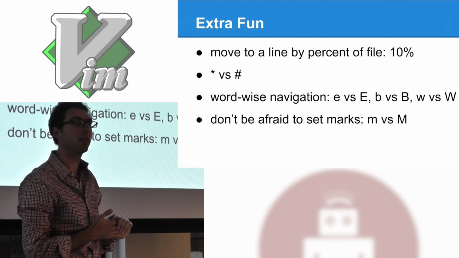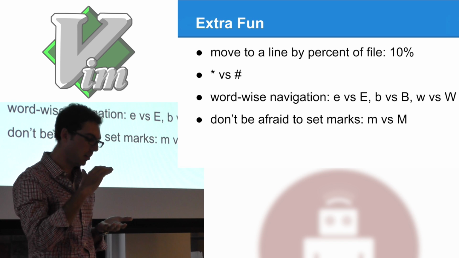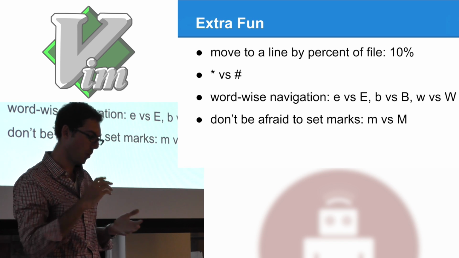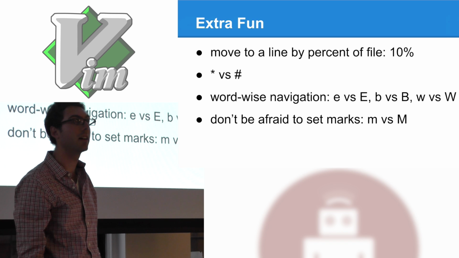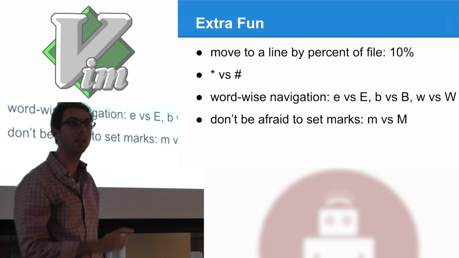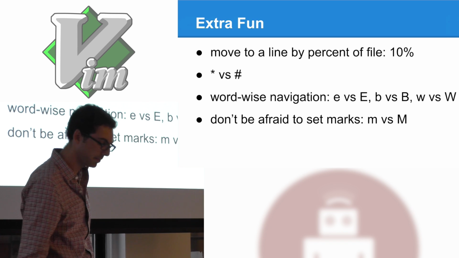Lowercase letters are reserved for specific to the file. Capital letters are reserved for within files. So if you wanted to set a mark capital V in your vimrc, you could pop to it from any other file.